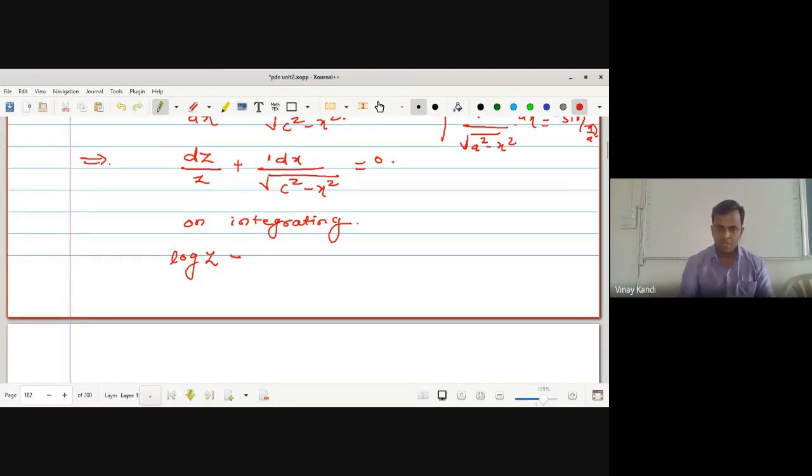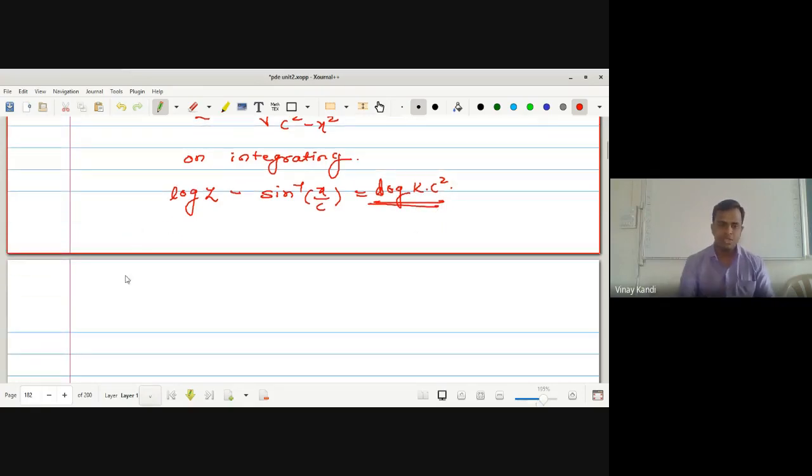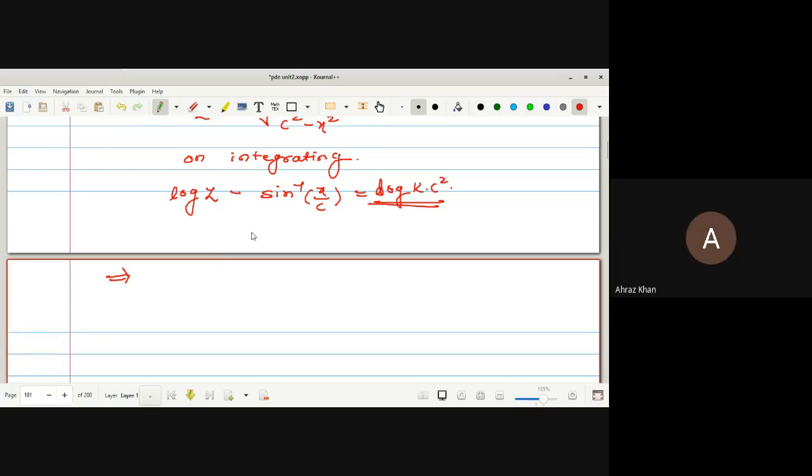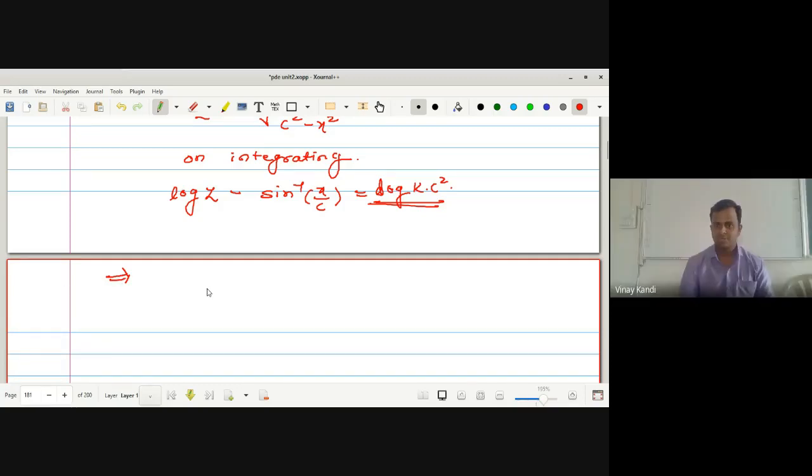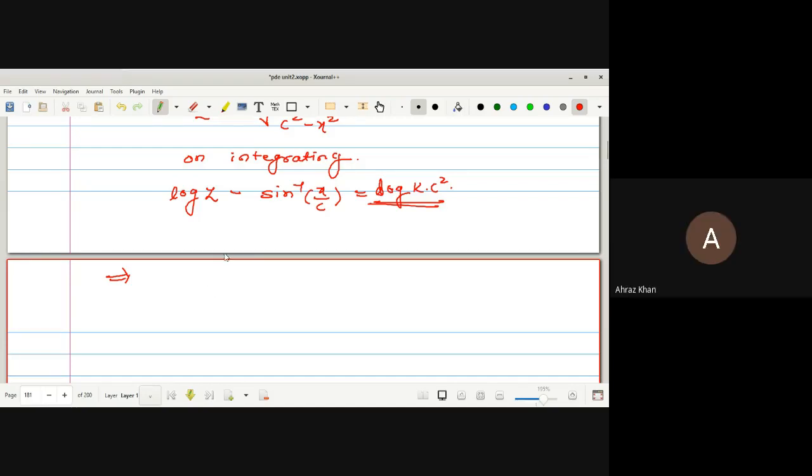So log z minus sin inverse of x by c is equal to log k into c square. Okay, this is the constant. You can take any arbitrary constant. Sir, why take log k into c square? To make the further simplification easier. Okay, sir.